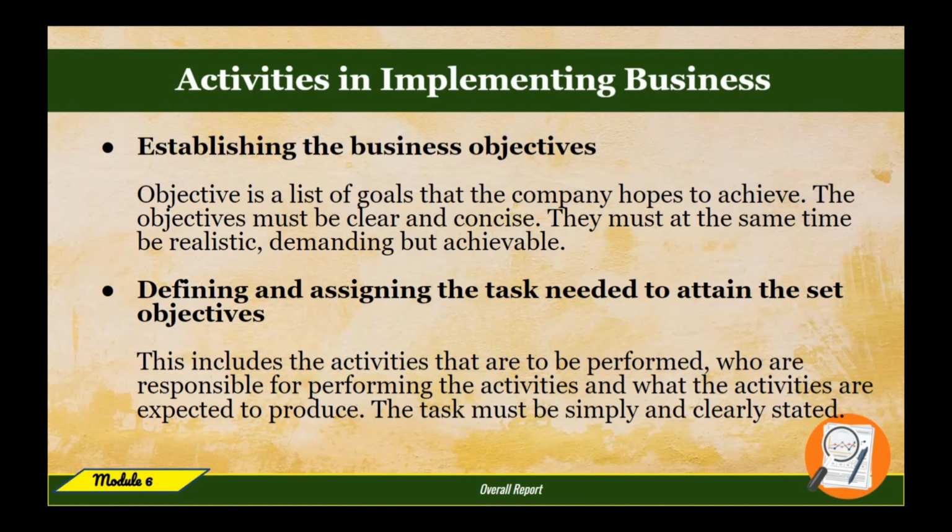So this activity includes the activities that are to be performed, no? So who is responsible for the activities, and what are the activities that you are expected to produce? The task must be simply and clearly stated. For this activity, you need to assign people who are responsible for performing the specific task. Okay? So that is for the second activity.